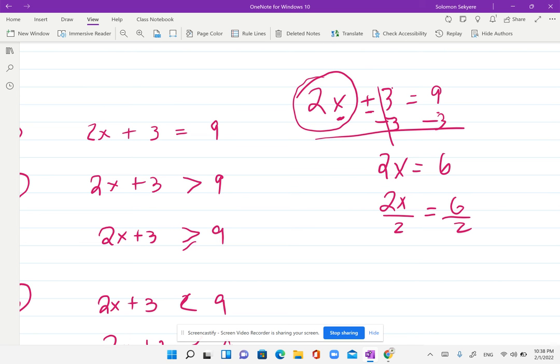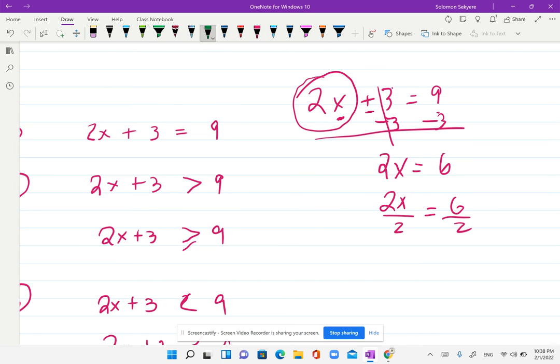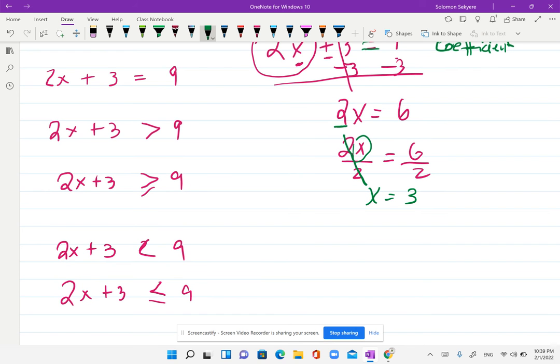Divide by 2. This 2 here is called the coefficient of the variable. So you divide both sides by 2. That leaves you with just the variable you're looking for, x equals 3. That's your answer. Okay, this is an equation. Now if you have this sign here, which is a greater than sign, then it makes it an inequality. Okay, they are not equal.